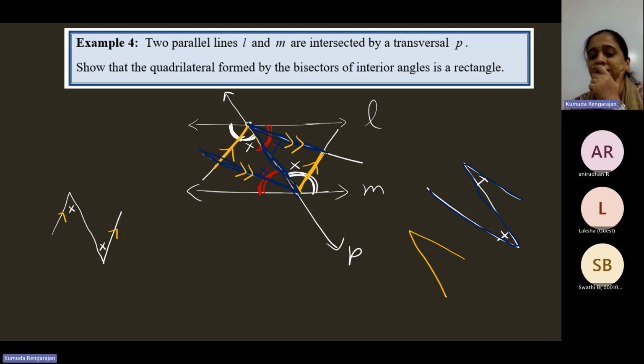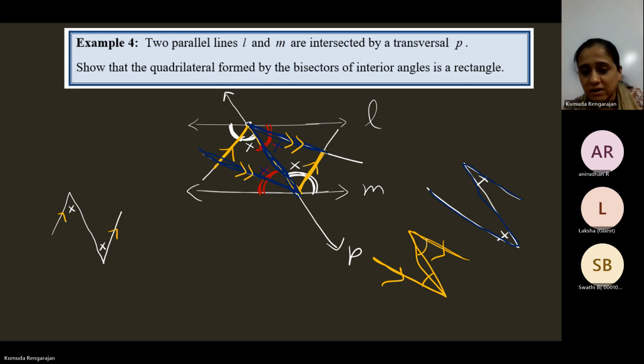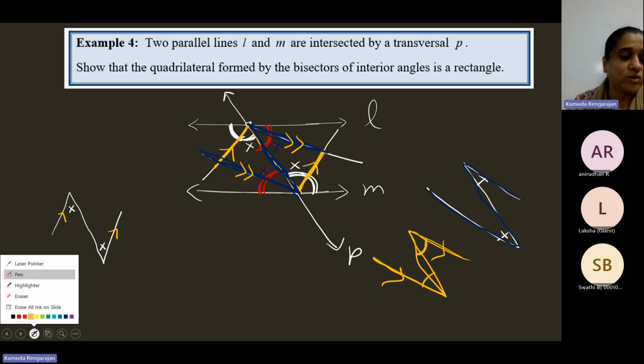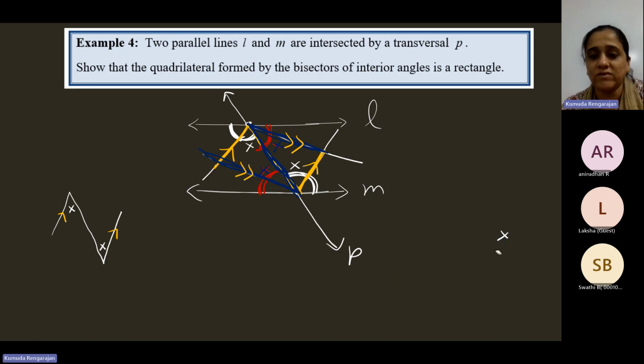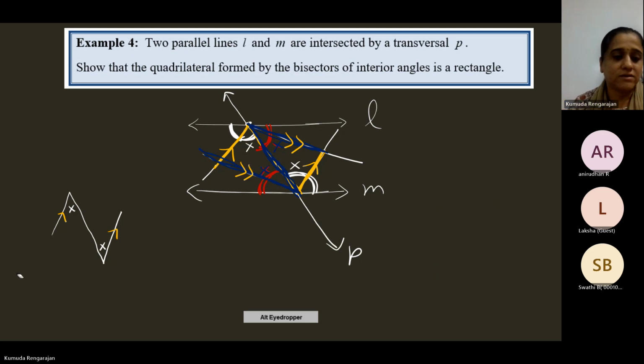Parallel line, some line, transversal, some line. These two angles are equal, but they're alternate angles. So these two lines are parallel. But these two angles, we got that they're equal, not using alternate angles, not using these two lines, but some other two lines. One second. If you have a doubt like that.